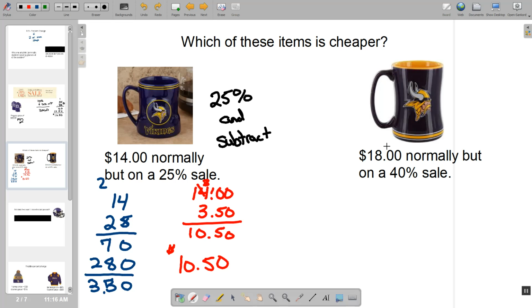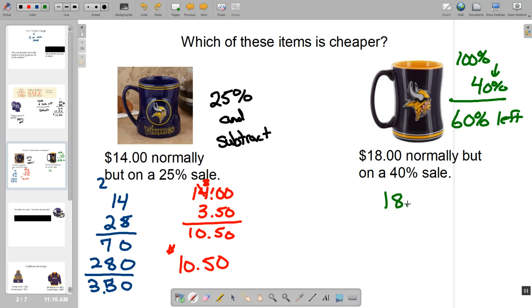So instead of finding 40% and subtracting, which would work, I once again want to think of what percent I have left over. So if I start with 100% and I'm taking away 40%, that means I have 60% left, or I'm paying 60% of the normal price. So if I do 60% of this, I should be done.